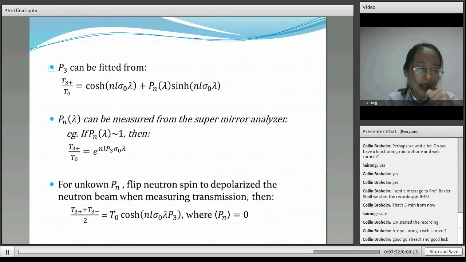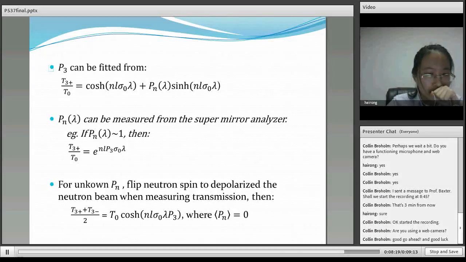But for unknown polarization, if we don't know the polarization of the neutron beam, we can flip the neutron spin to depolarize the neutron beam and measure the transmission. So the transmission we define for this situation is T3 plus T3 minus over 2, and this equals T0 times cosh(NL sigma 0 lambda) times P3. And in this situation, the average polarization of the neutron beam is 0. T3 minus and T3 plus are defined in a similar way to T plus and T minus, which I showed in the former slides.